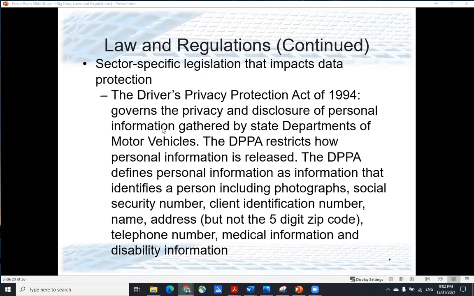This includes the photograph, because a photograph will identify you as a person, social security number, client identification number, your name also will identify you, your address, but the 5-digit zip code is not going to identify you. Your telephone number also might identify you, medical information, and disability information as well.